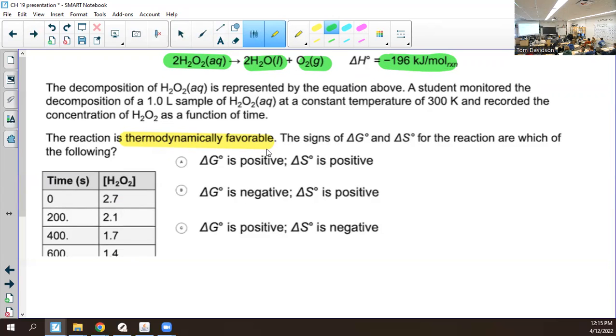All right, so here we go. A student monitored the decomposition of that, yada, yada, and recorded the concentrations as a function of time. In this particular problem, this is useless information. Where would that be, though? Where have we seen this before?